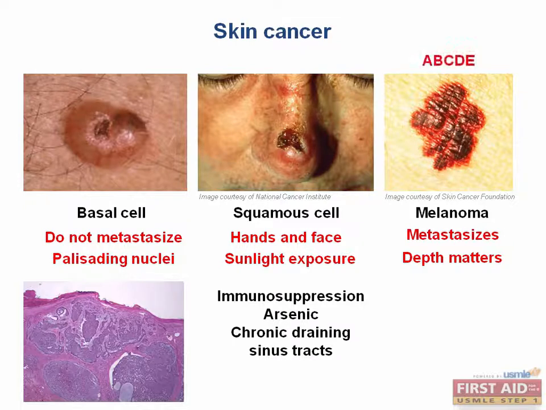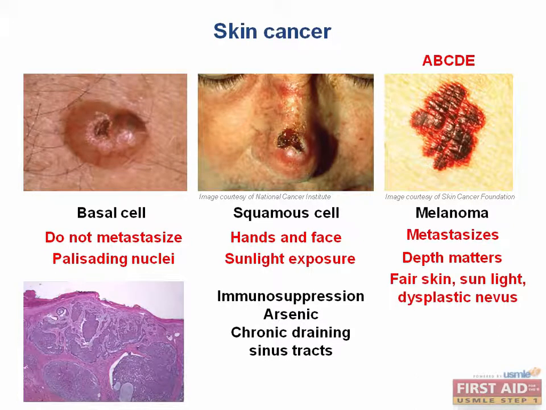The lesion itself is described with the ABCDE memory aid. A is for asymmetry, B is for irregular border, C is for more than one color, D is for diameter greater than a pencil eraser, and E for evolution over time. Risk factors for melanoma include fair skin and increased exposure to sunlight, as well as a prior history of a dysplastic nevus, as this can be a precursor lesion.